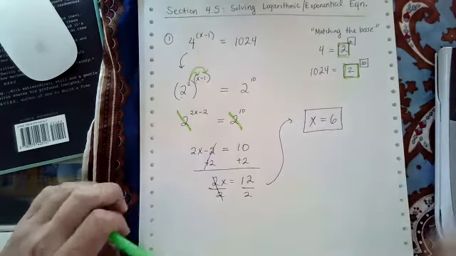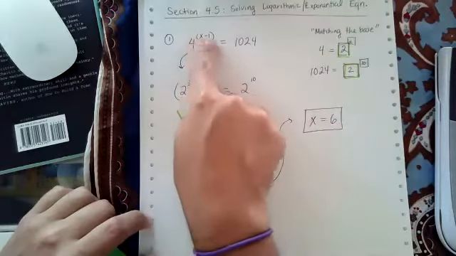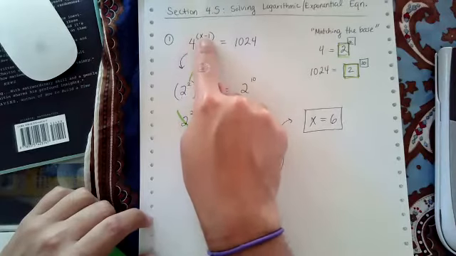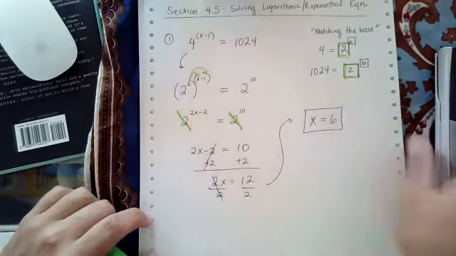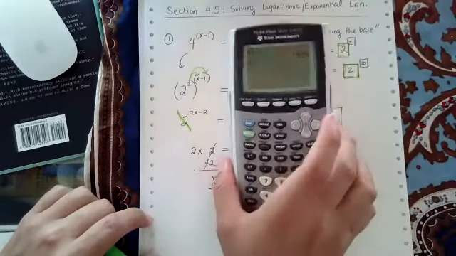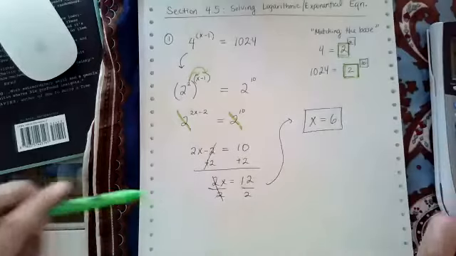And we can check that out, right? So like if x is 6, then this is going to be 6 minus 1, which is 5. So 4 to the 5th power needs to produce this number. So we could check that out in the calculator, 4 to the 5th power. And sure enough, 1024 is what we get. Okay.